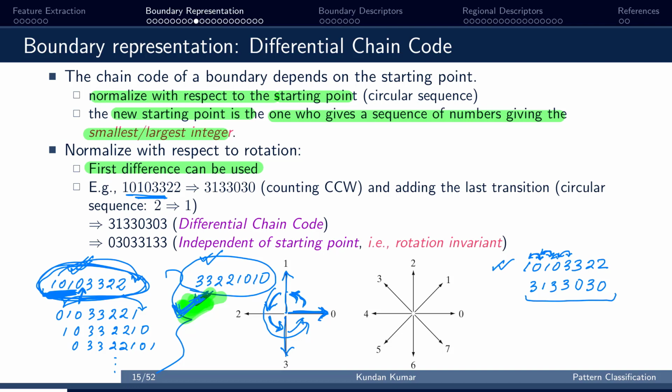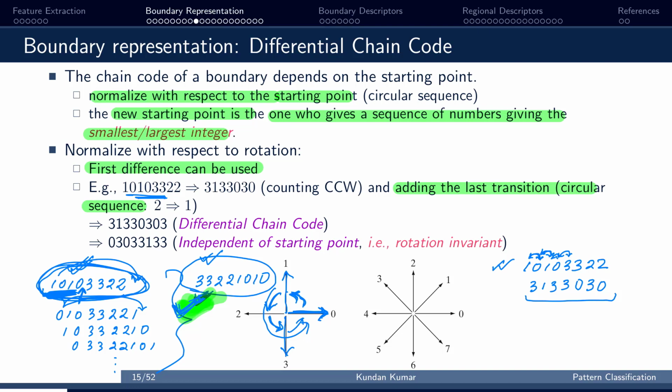Here we counted in the counterclockwise direction. We can perform it in the clockwise direction as well, but keep in mind that whatever direction we choose will be consistent throughout our implementation, throughout our algorithm. Now we have chosen counterclockwise, so we have to be strict with counterclockwise. And also we have to add the last transition in the circular sequence.